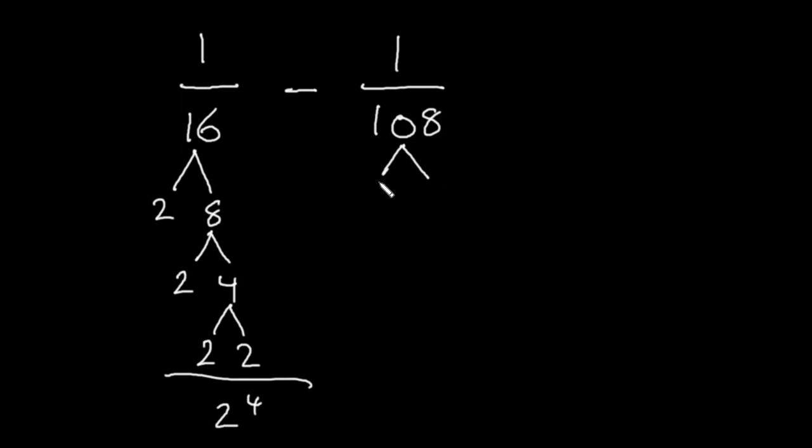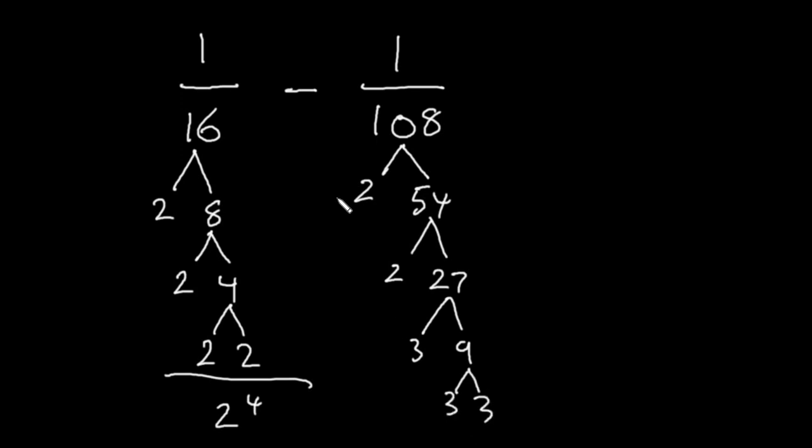We'll take 108, which is 2 times 54. That 54 is 2 times 27. And 27 is 3 times 9. And finally, 9 is 3 times 3. And that equals 2 times 2 times 3 times 3 times 3, which is 2 to the 2 times 3 to the 3.